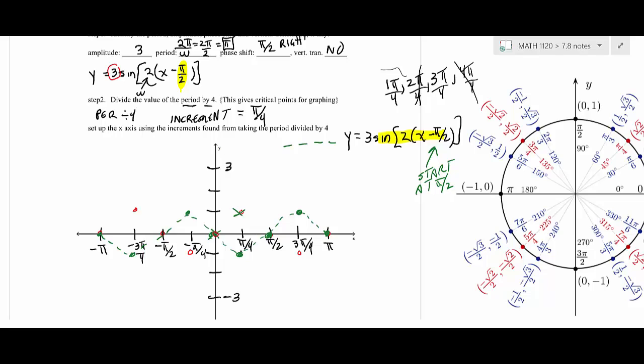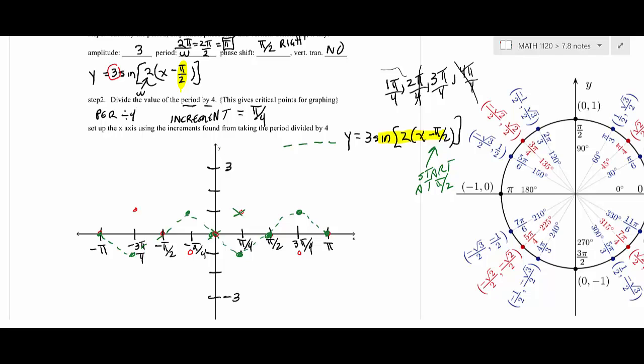Now, the 2 that did the period change, we took care of that by re-incrementing the x-axis. So we've actually got that done. Now all we've got to do is the amplitude of 3. So what does the amplitude of 3 do to this graph? It just stretches it this way, right?